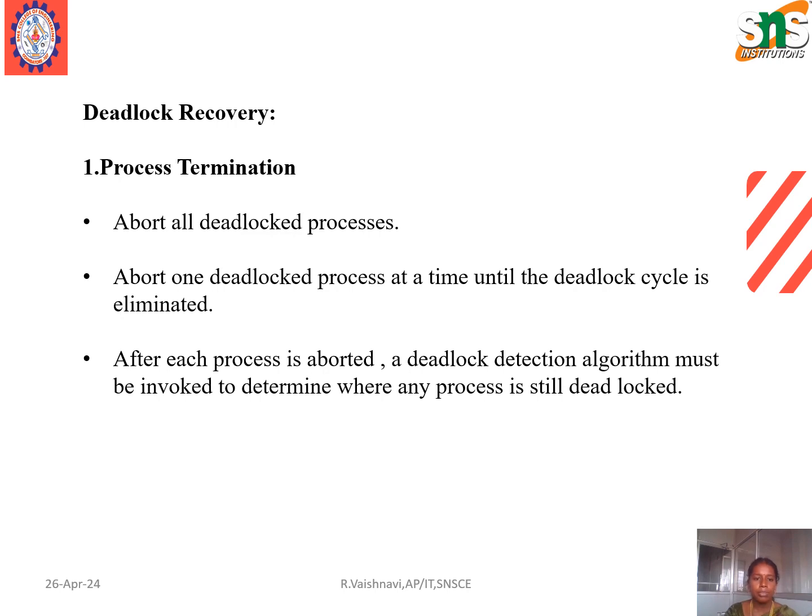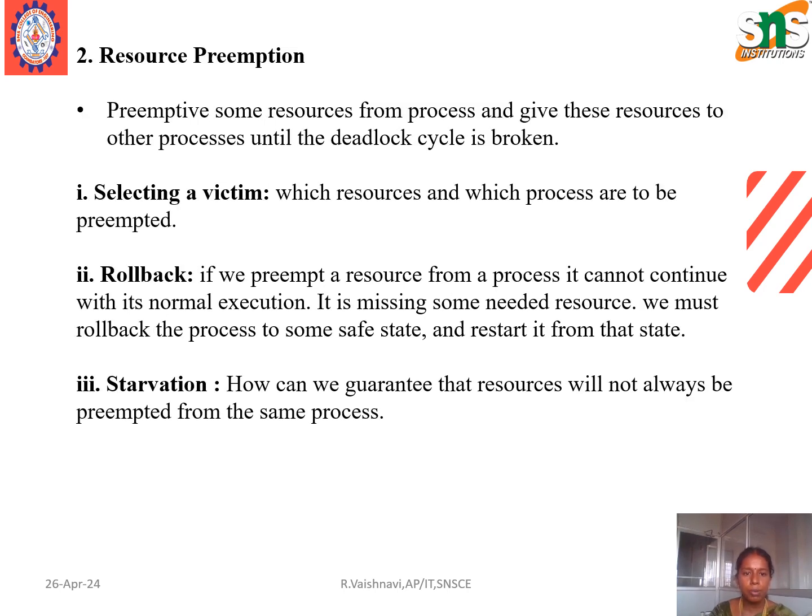Next one is resource preemption. Preempt some resources from processes and give these resources to other processes until the deadlock cycle is broken. Here we have the three issues: selecting a victim, rollback and starvation. First one, selecting a victim. Which resources and which processes are to be preempted.